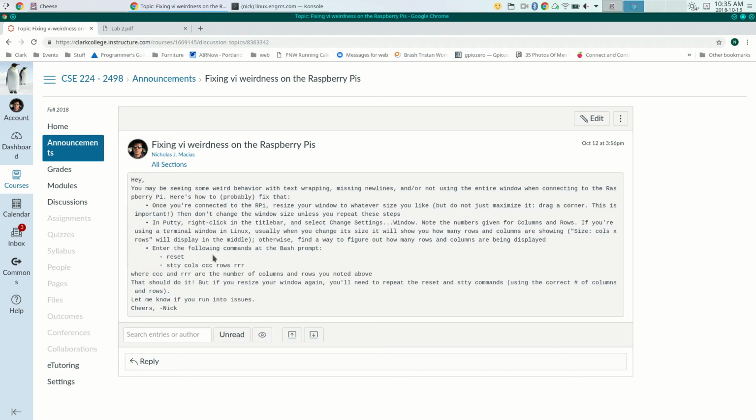Basically, you want to set the size of the window by dragging a corner, not by maximizing. Figure out how many rows and columns you have, and then use this bash command, stty cols, number of columns, rows, number of rows. And that seems to make it totally solid. At least on Windows and Linux it seems to work. So if you're finding weirdness, go back and check that note.